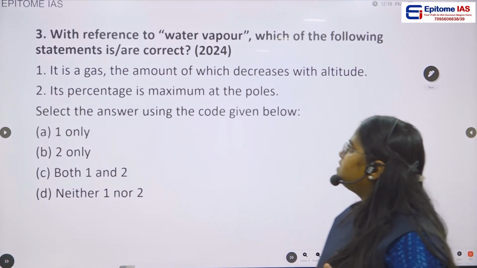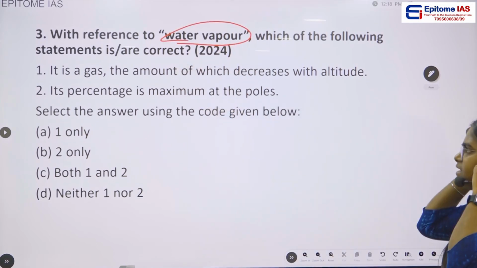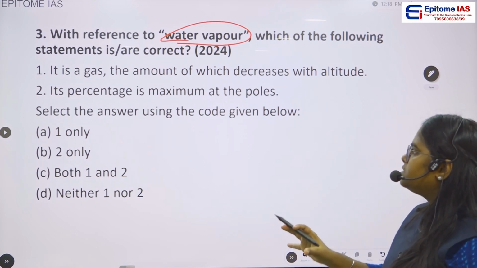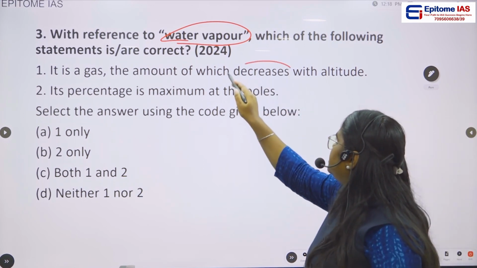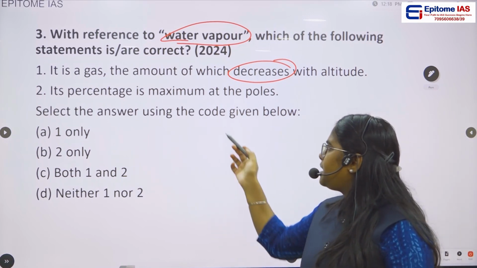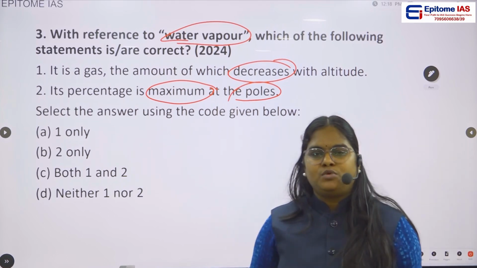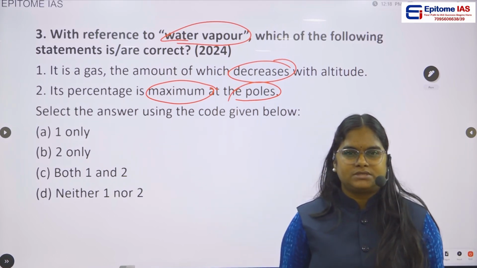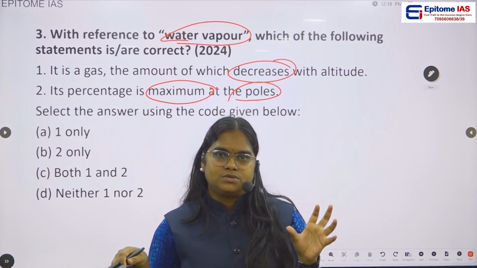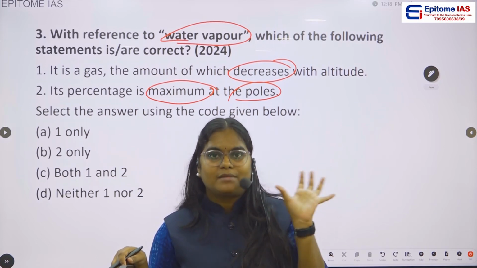Next question: with reference to water vapor, which of the following statements are correct? Statement 1: it is a gas, the amount of which decreases with altitude. Statement 2: its percentage is maximum at the poles. So if you see here, they are talking about water vapor, just like carbon dioxide or other constituents of the earth. Water vapor is also an important constituent of the atmosphere.